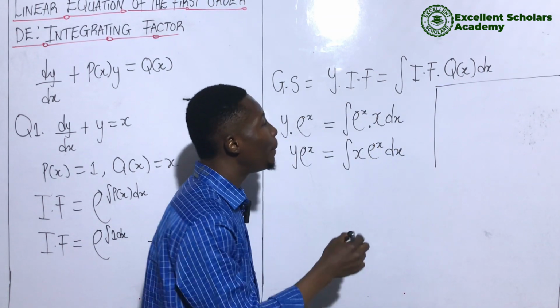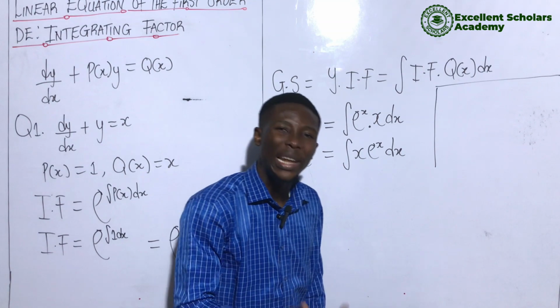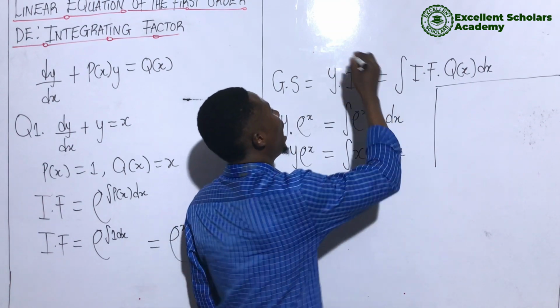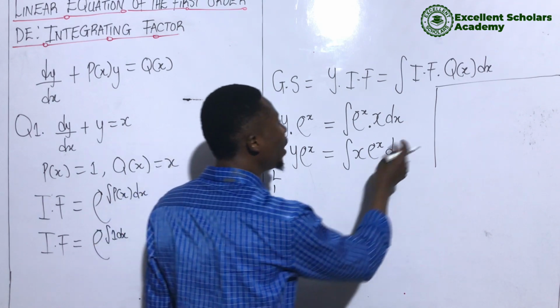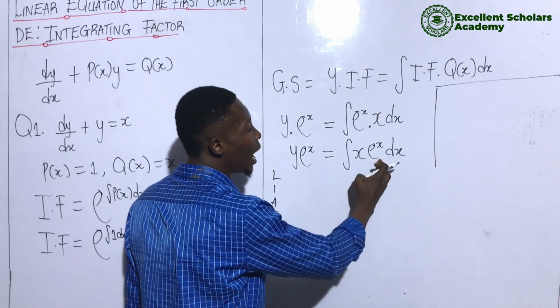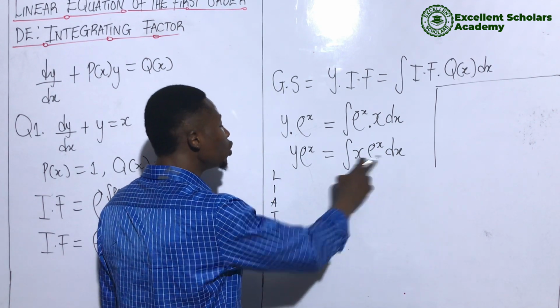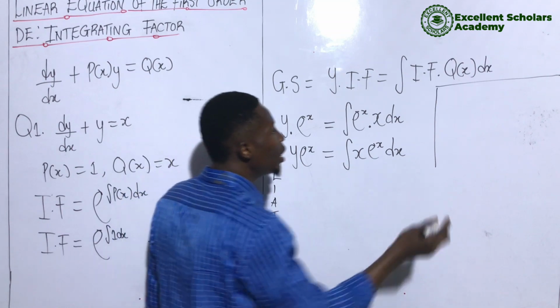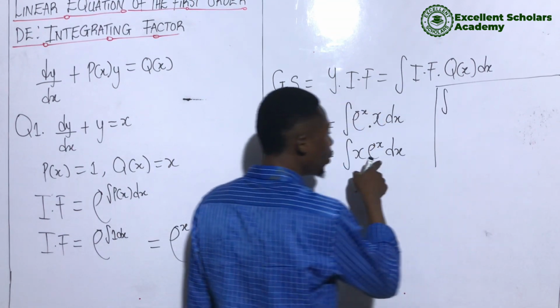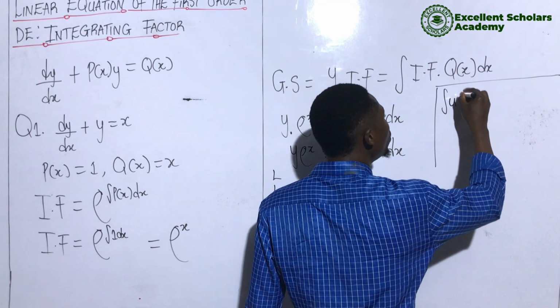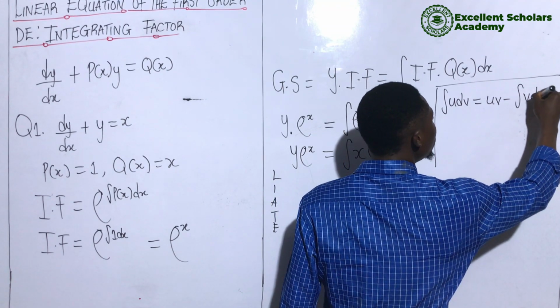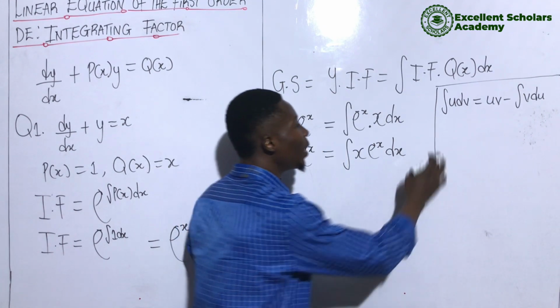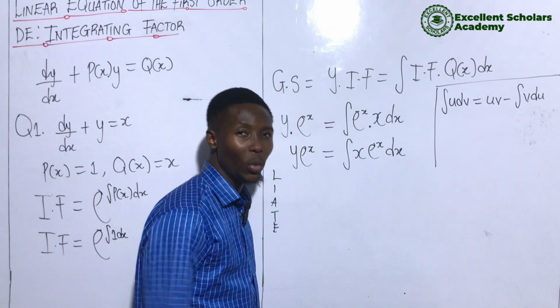Now, if we want to integrate by parts, we use LIATE. That's L-I-A-T-E. Now here we have an algebraic function and an exponential function. So which one becomes our u? Because the formula for integration by parts is the integral of u dv is equal to uv minus the integral of v du. This is our integration by parts formula.